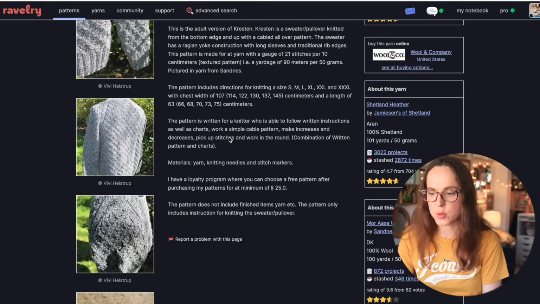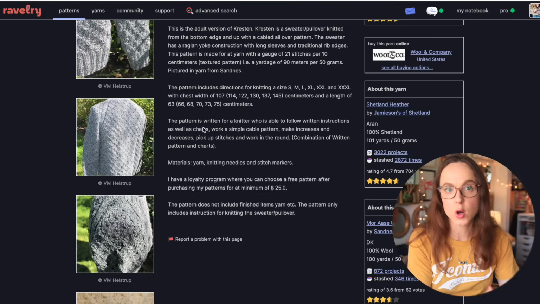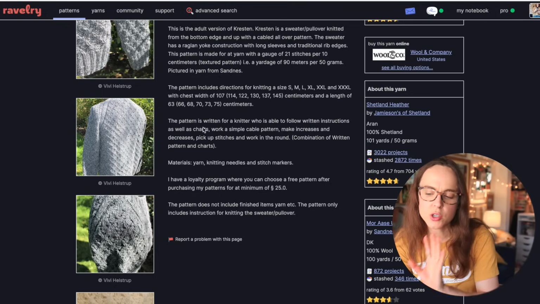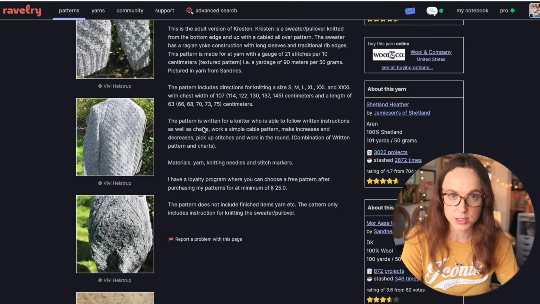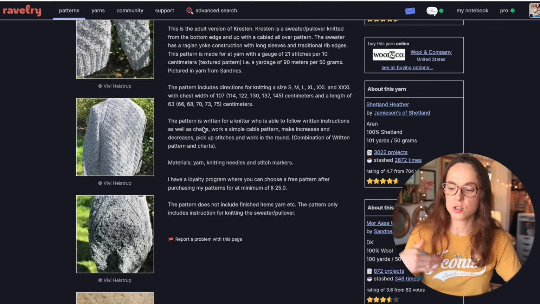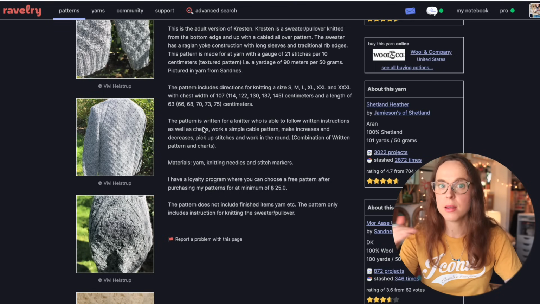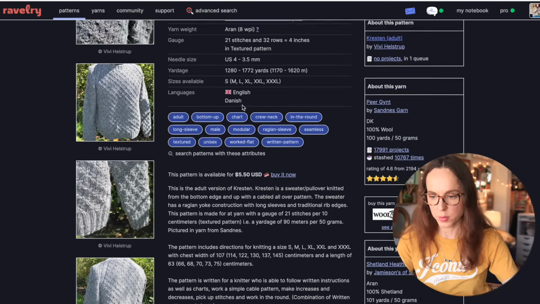The pattern's written for a knitter who is able to follow written instructions as well as charts, work a simple cable pattern, make increases and decreases, pick up stitches, and work in the round. Now listen, whenever you read something like this, "pattern is written for a knitter who can already do these things," you don't have to hold so true to that. What it should say is for a knitter who is able to or is willing to learn how to do these things. If you're willing to take the challenge to learn how to do these particular techniques via this project, then this is also the right project for you. You don't already have to know these things before you break into it.